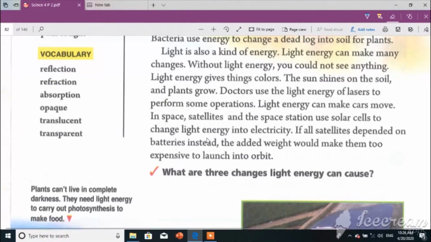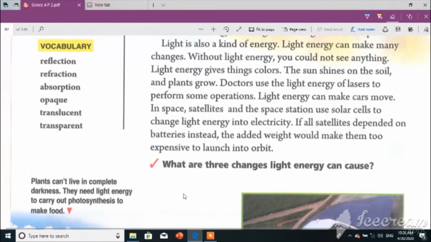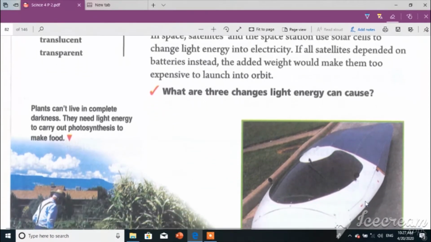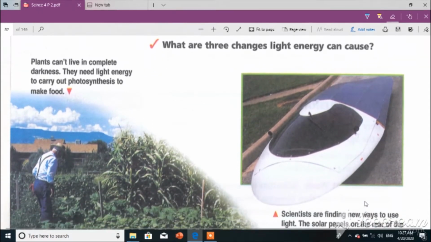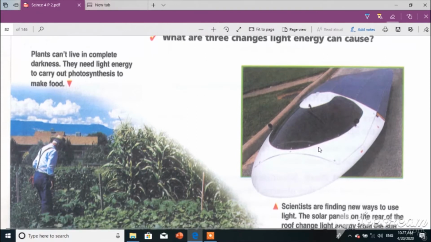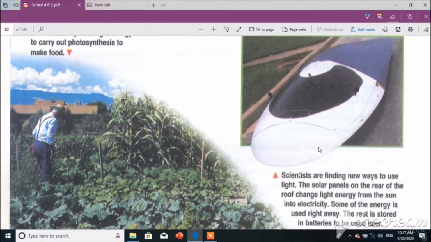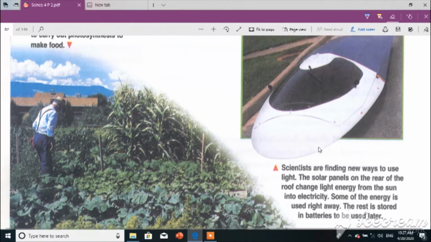Look at this question, check understanding. What are three changes light energy can cause? Light energy can cause plants to grow. Light energy gives things colors. Light energy can make cars move. These are the answers for this question. Now let's look at this car that uses solar cells and light energy to generate electricity. Light energy from the sun is changed to electricity.